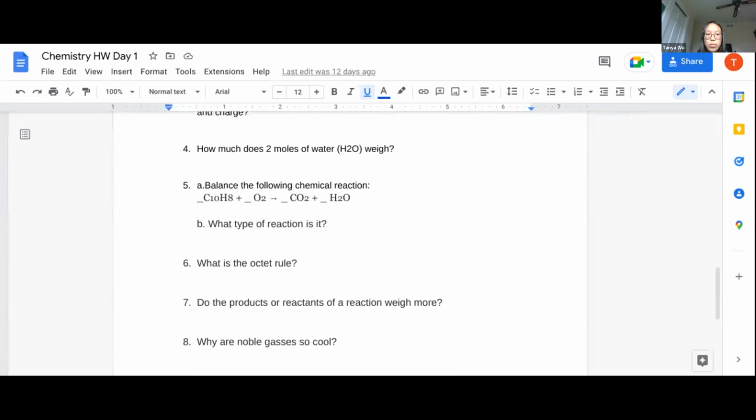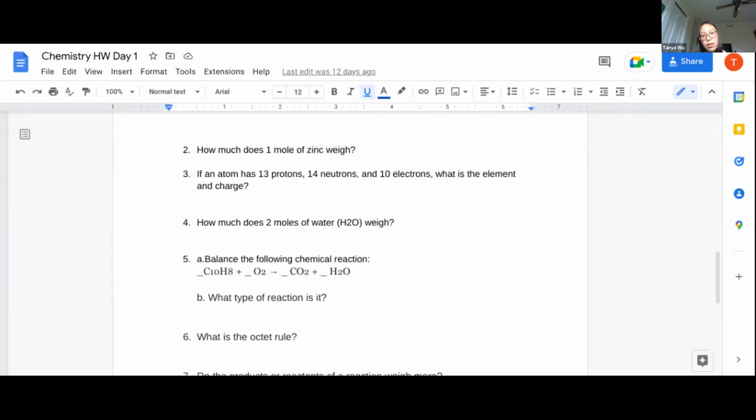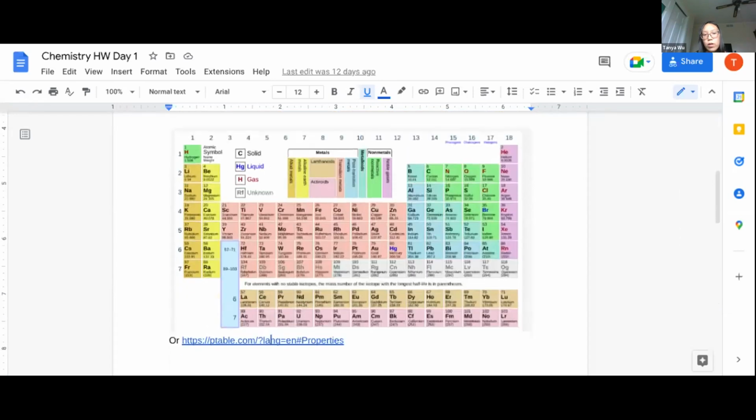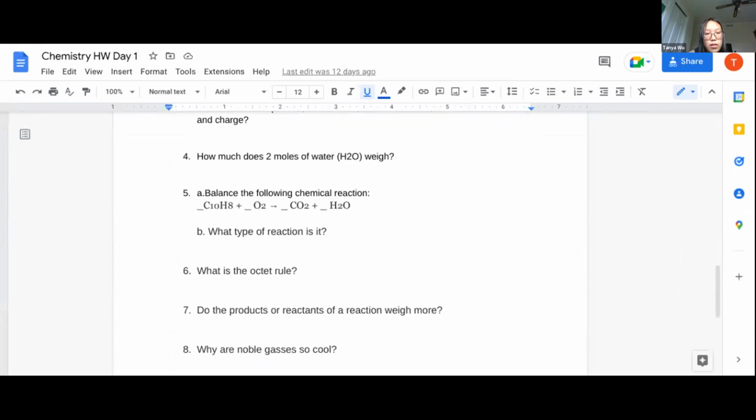How much does 2 moles of water weigh? So 1 mole of water is just the atomic masses of all of those elements. So that's basically 1 + 1 + 16, since there are 2 hydrogens and 1 oxygen. That adds up to 18. But since you're asking for 2 moles, that would be 18 times 2, which is 36. So basically 36 grams.